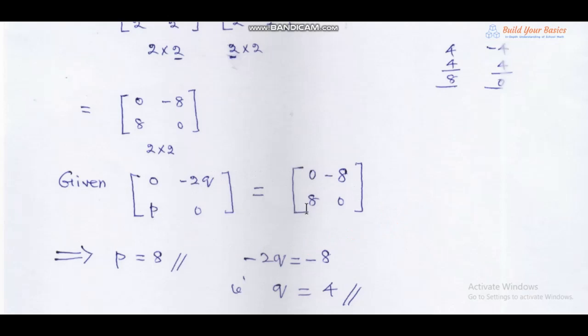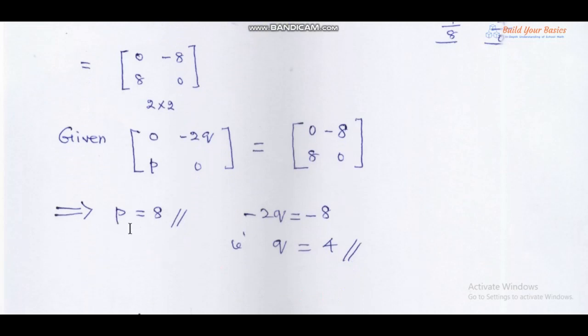So P equal to 8, minus 2Q equal to minus 8. That is Q equal to minus 8 divided by minus 2, that is 4. So the values of P and Q are P equal to 8 and Q equal to 4.